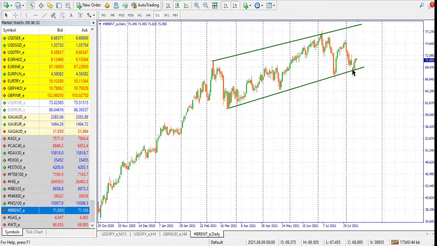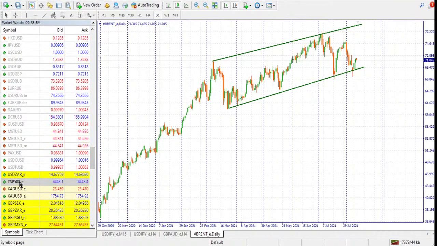This is a good place to look for a buy from. We're expecting price to continue up at least up to the line at the very top. If you bought it here, keep that position open, expecting price to go up at least up to this level here.